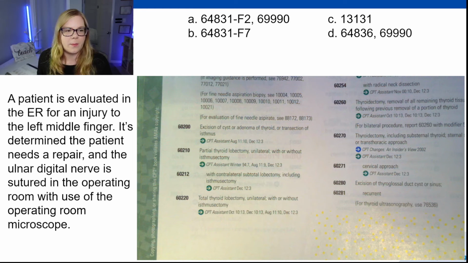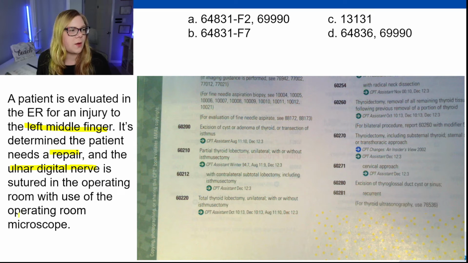So I'm seeing a couple of things to pull out of here. It was the left middle finger. They did a repair of the ulnar digital nerve. It was sutured. What's our suffix for suturing? Raphe, right? So we're probably doing a neuroraphe or suturing of the nerve. That's the term that we're going to look for, a neuroraphe of the ulnar digital nerve.